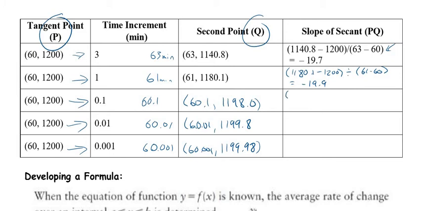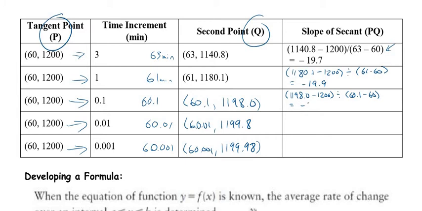Now, don't get thrown by the fact that we're going less than a minute. We're just kind of trying to figure out in that tenth of a minute, if we were to extrapolate, what's going to happen. So for this one, we're going to do the same thing. We'll calculate the slope, 1198.0 minus 1200 divided by 60.1 minus 60.